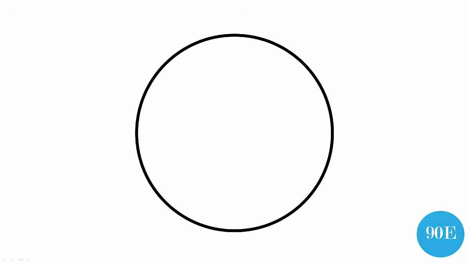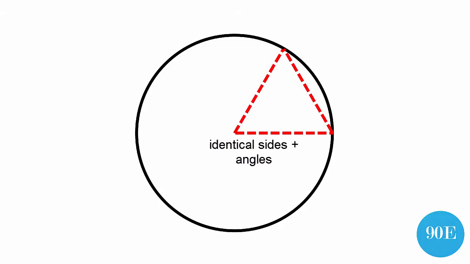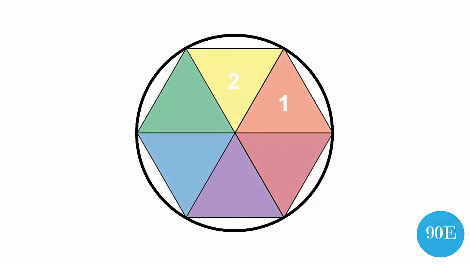This brings us to our last theory. If you were to take the radius of a circle and use it to draw an equilateral triangle, that is a triangle that has identical sides and identical angles, you'd find that you could fit 6 of them within a circle. So why don't we say that there are 6 degrees in a circle?